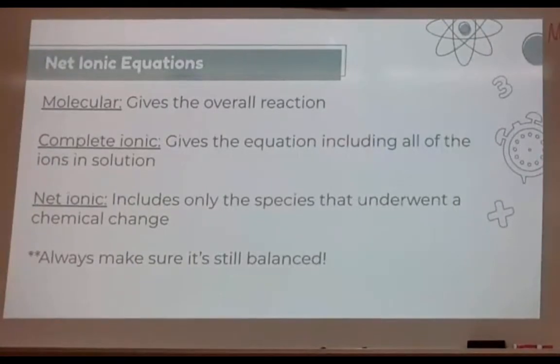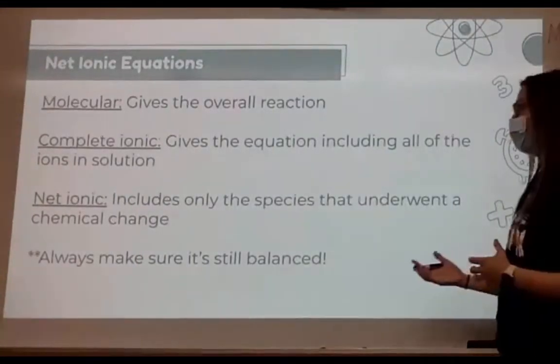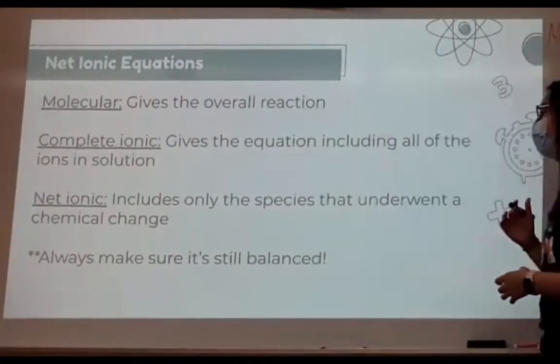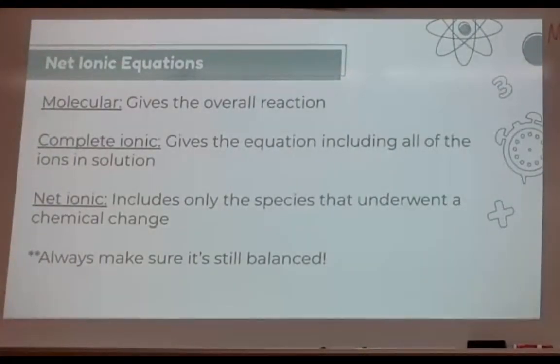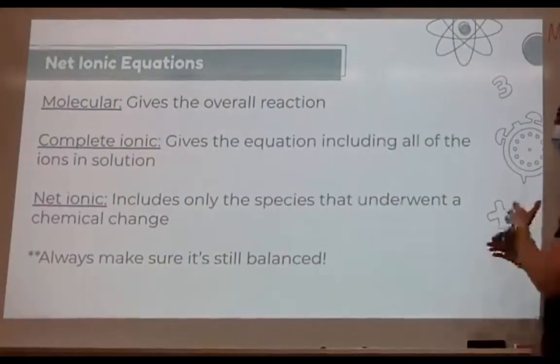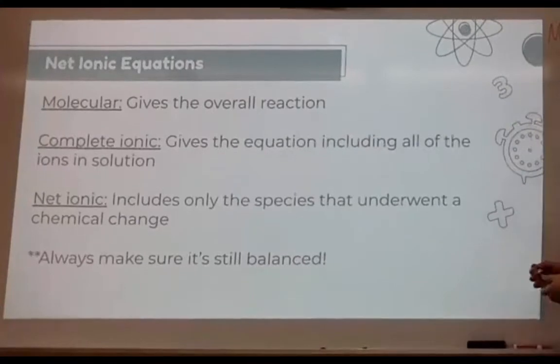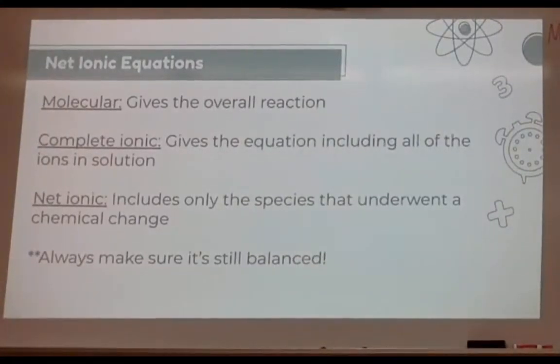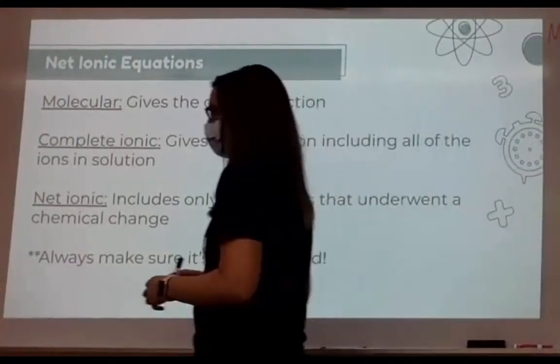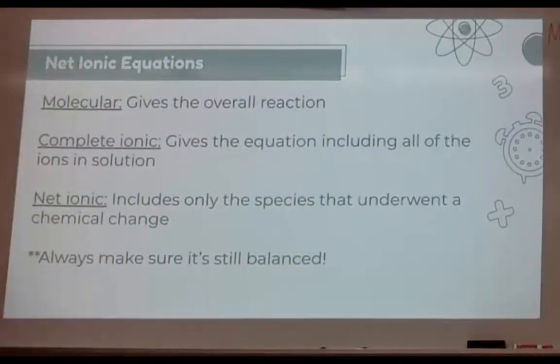Net ionic is when we only include what is actually undergoing a chemical change. Net ionic, we have taken out spectator ions. So net ionic equations, there are no spectator ions in it. It's showing just the chemistry that's occurring. However, you do want to always make sure that it is still balanced. So don't forget to make sure that coefficients go where they need to go, taking into account subscripts.